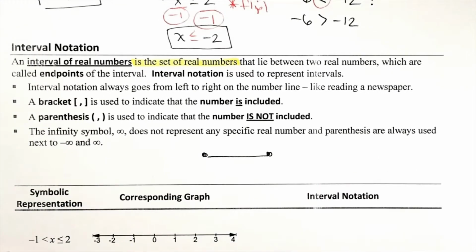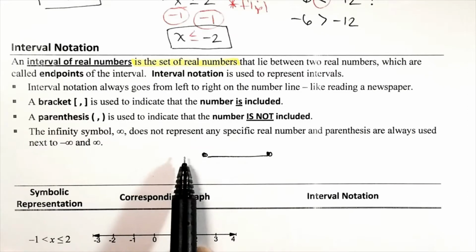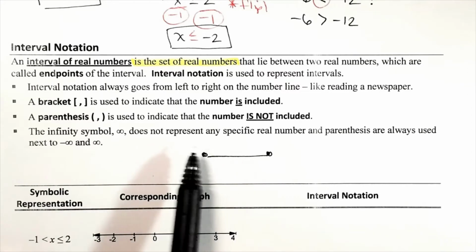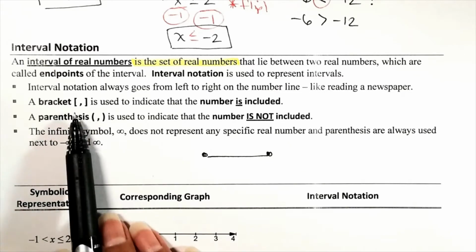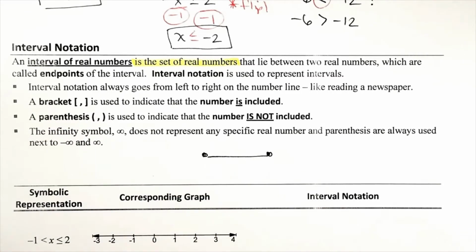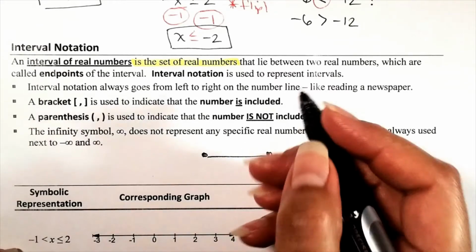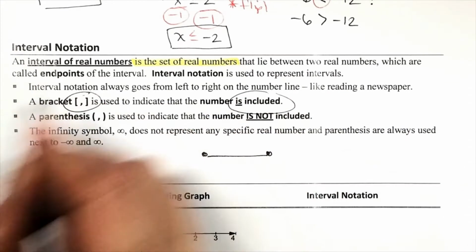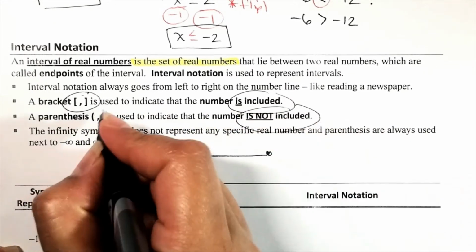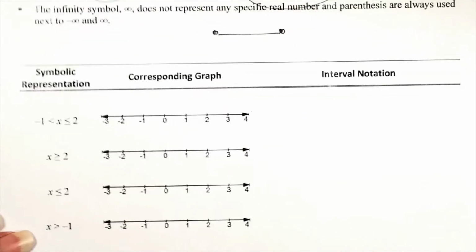Interval notation always goes from left to right. That's how we read. Now for interval notation, sometimes we're going to put parentheses, or sometimes we're going to put a bracket around the endpoints. The question is, which one do we use? If the endpoint is included, then we're going to use a bracket. If the endpoint is excluded or not included, then we're going to use parentheses. Let me go ahead and zoom this in.